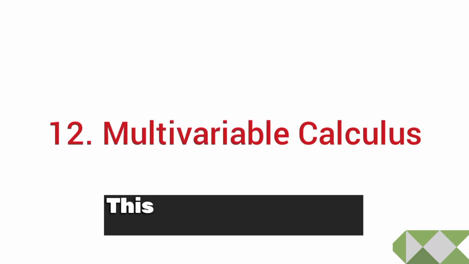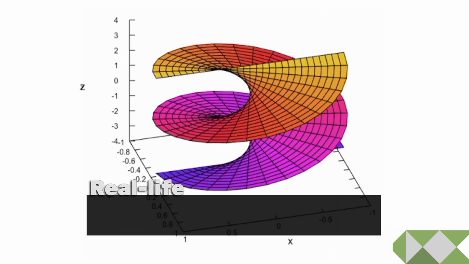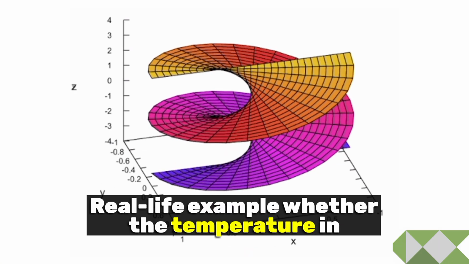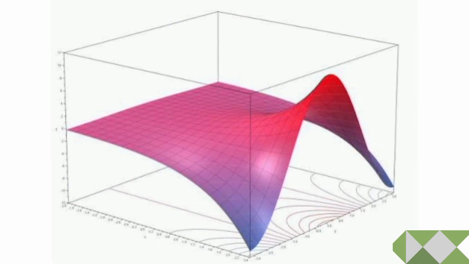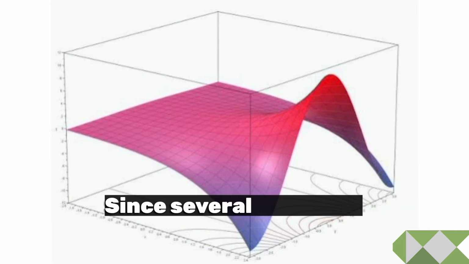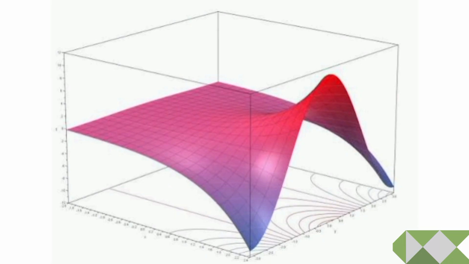Multivariable calculus. This studies situations where more than one variable affects the result. Real-life example: the temperature in a city depends on time, altitude, humidity, and wind speed. Since several variables affect the temperature, multivariable calculus is used.